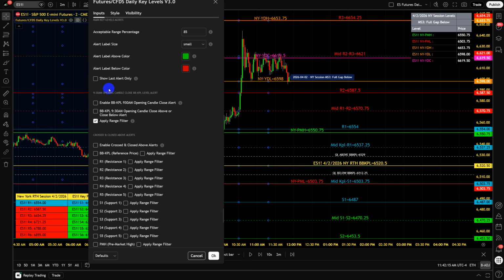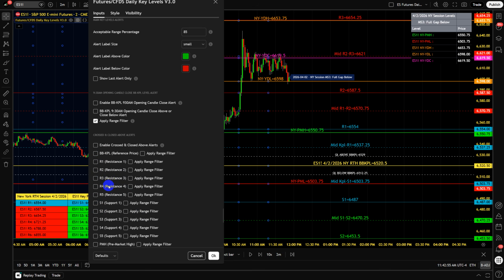However, if you turn on show last alert only, then you'll only see the last crossed and closed below BBKPL alert that occurred and the last crossed and closed above BBKPL alert that occurred. So what that is meant to do is declutter your chart if you prefer a decluttered look where you're going to see only the last relevant alert for that level for the specific alert type, crossed and closed above or crossed and closed below.